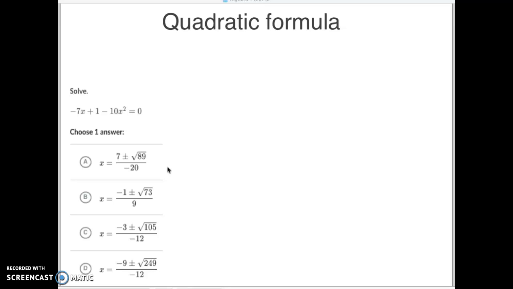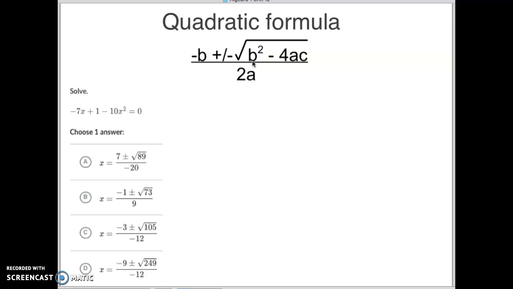And here's the deal. I'm going to expect everyone to memorize this. So I'm going to give it to you here. The quadratic formula is the opposite of your b term plus or minus the square root of b squared minus 4ac all over 2a. What was that? Yeah, it's negative b plus or minus the square root of b squared minus 4ac all over 2a.